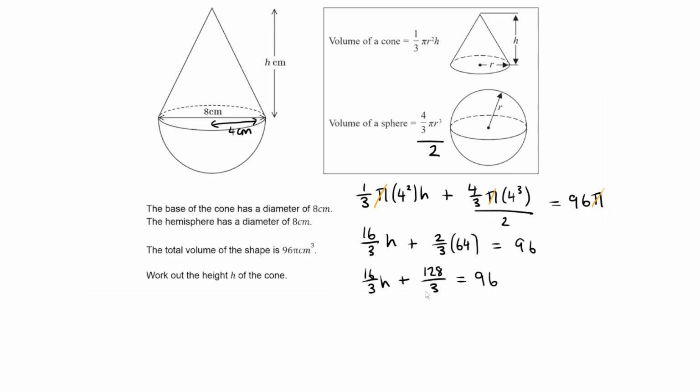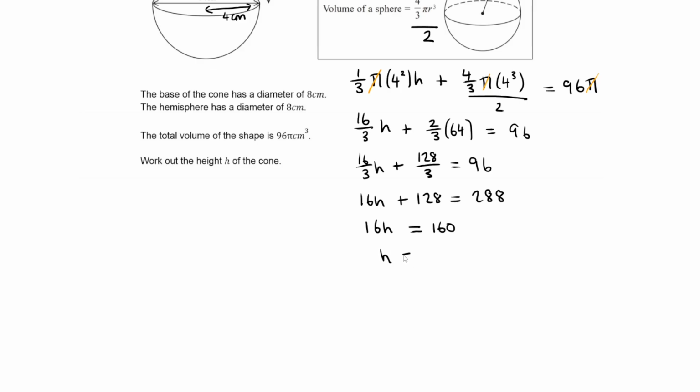Now, what I would do is I would just multiply everything by 3, because then that would cancel out my denominators. So I'd get 16h plus 128, and then all you'd have to do is work out 96 times 3. So that's 300 minus 12, which is 288. Now I'm obviously just going to solve it like a normal linear equation. So I'm going to subtract the 128 to get 160. And then just divide by 16, which luckily is quite a nice number. So h is 10. The height is 10.